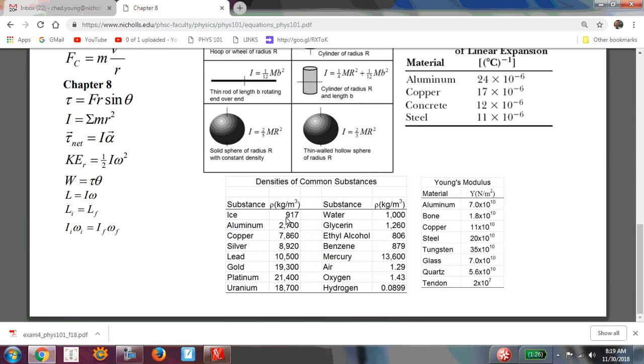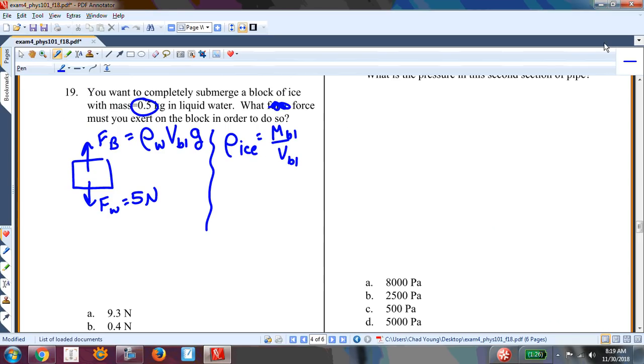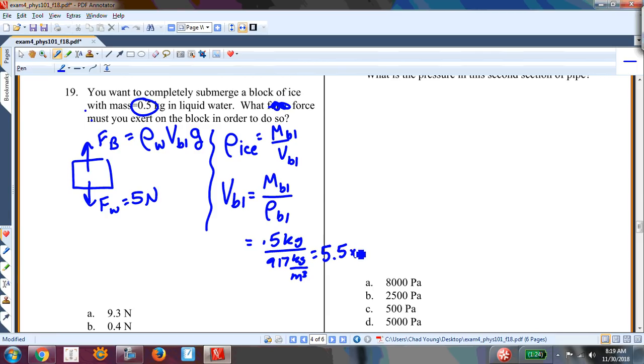The density of ice is 917. And so I have the volume of the block equals the mass of the block over the density of the block. That's a half a kilogram over 917 kilograms per cubic meter. And that'll give me the volume. So it's 5.5 times 10 to the minus 3 cubic meters.